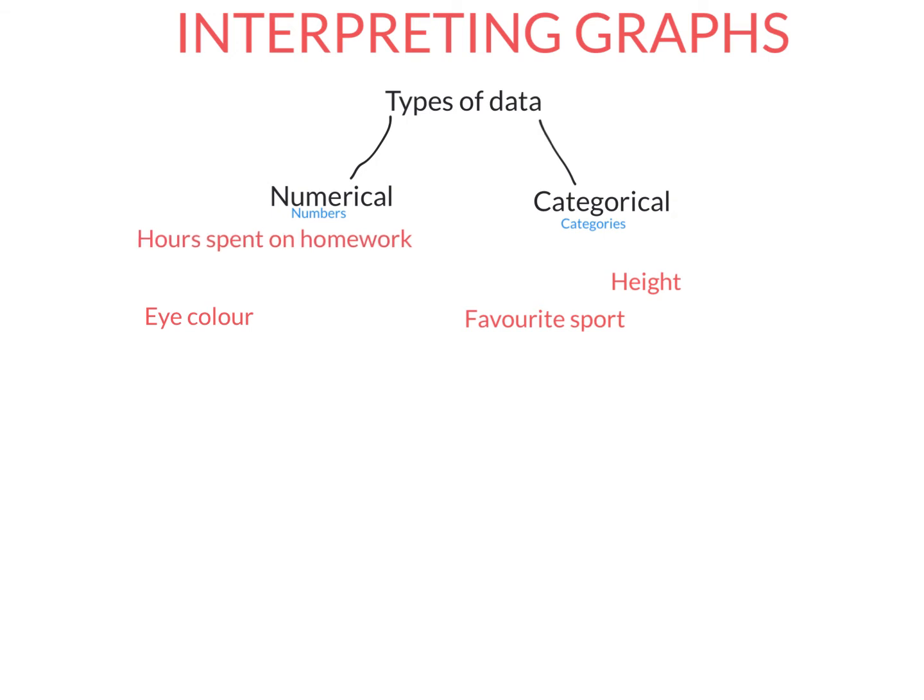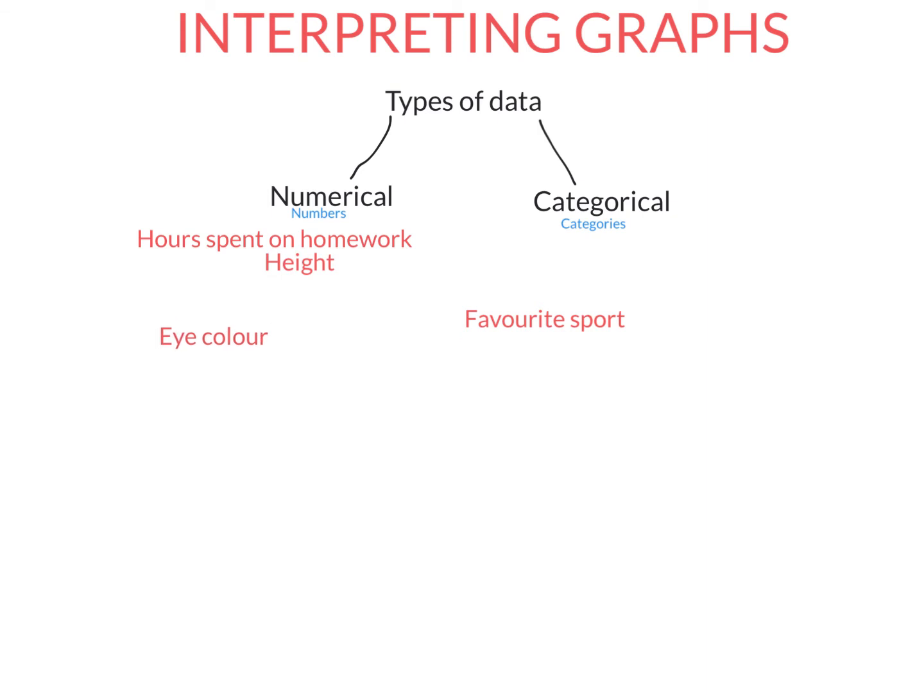Similarly, if you were to ask someone their height, how tall they are, they would give you a number. Might say 178 centimeters, 165 centimeters, but they would give you a number. So if you collect information about height, you're collecting numerical data, because if you ask someone their height, they'd respond with a number. So what about eye color?